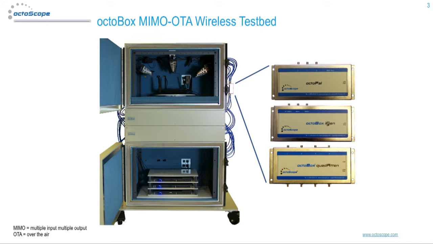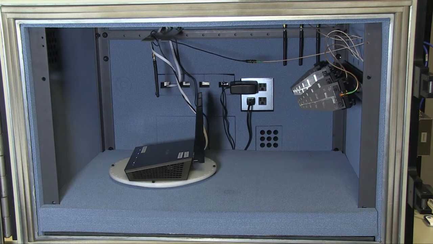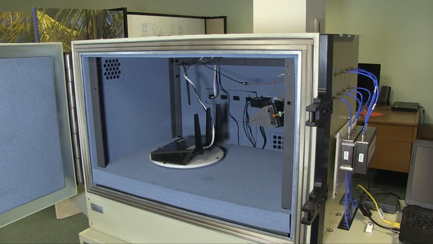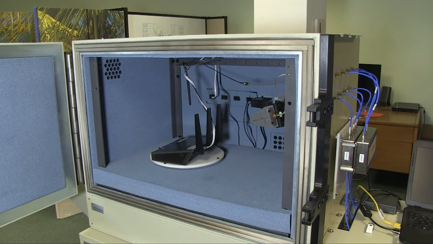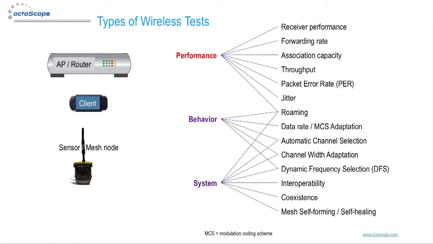In this video, we will discuss wireless test strategies, the essential requirement for test automation, and how octoScope's octoBox testbed provisions an optimal wireless testing environment. We will show how performance, behavioral, and system tests can be set up using the stackable and highly configurable octoBox testbed. Here we see a broad range of tests important in optimizing wireless products.